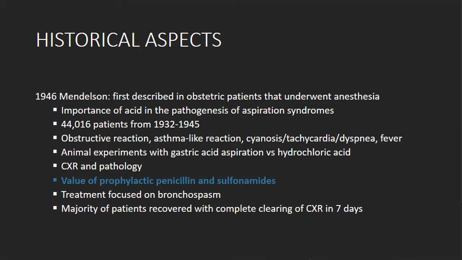There's also pathology that shows damage to the alveoli, just like you would with inflammation or any other cause of insult to the lungs. And then in this paper, they mentioned the value of prophylactic penicillin and sulfonamides when these patients aspirate. So this is the first time it's mentioned: any patient who aspirates, maybe we should give prophylactic antibiotics. The treatment was also focused on bronchospasm, and the majority of the patients recovered. Even the chest x-ray was clear within 7 days.